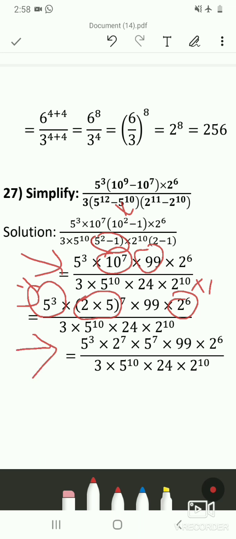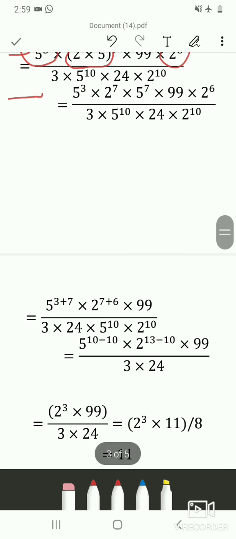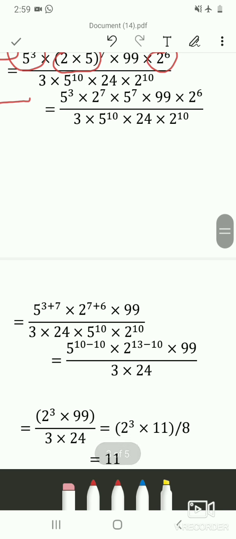So here in this step we'll get it as 5 cube into, we know that (a into b) whole raised to m can be written as a raised to m into b raised to m. So we have used that law over here. So we'll get it as 5 cube into 2 raised to 7 into 5 raised to 7 into 99 into 2 raised to 6 whole divided by 3 into 5 raised to 10 into 24 into 2 raised to 10. So the next step is simplification.